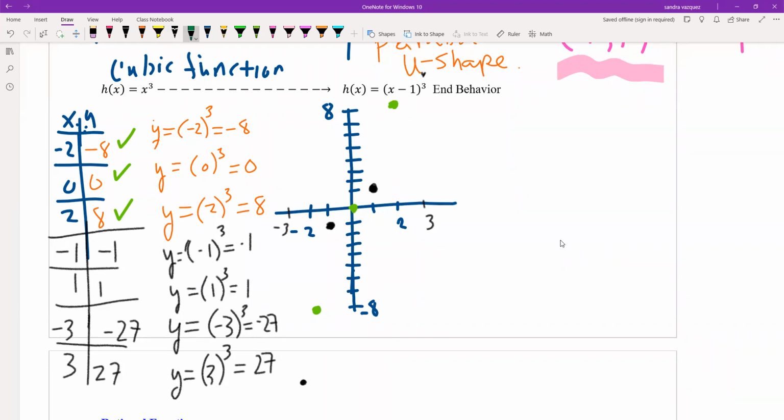So here's the graph. It's going to go like this. You know, eventually it's going to come back down. Let me go ahead and erase the little black dot right here.